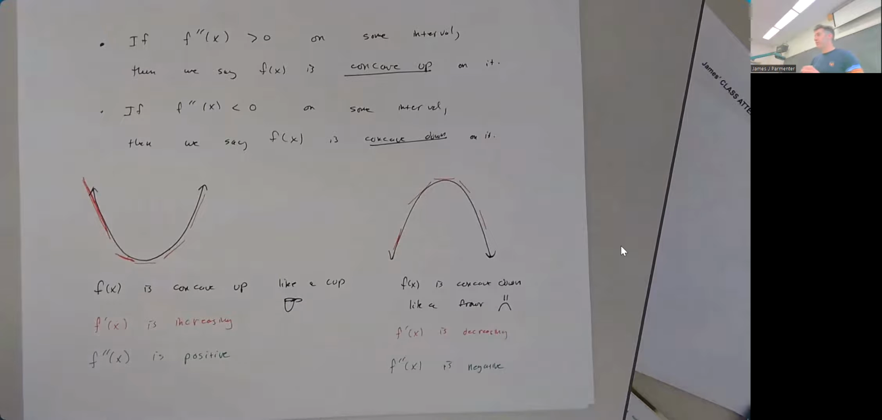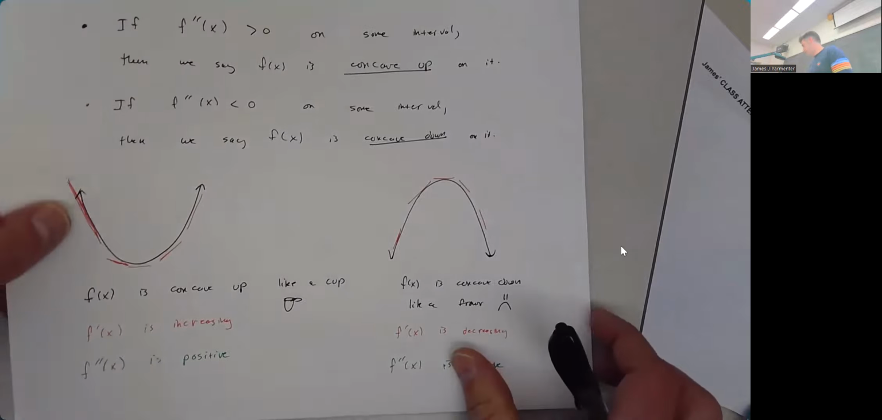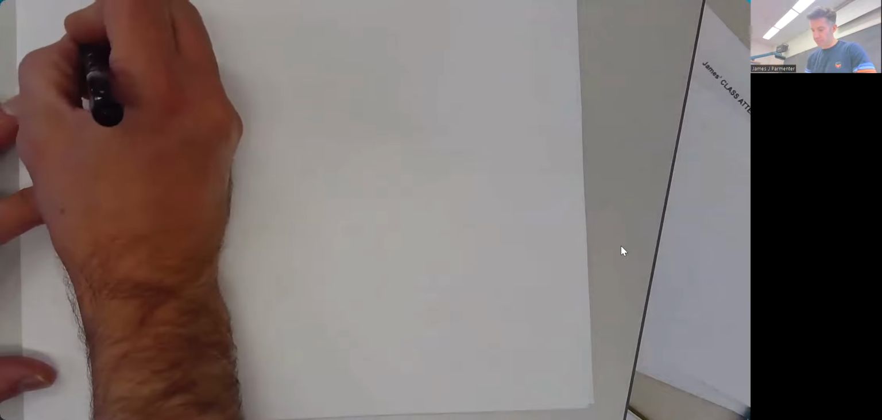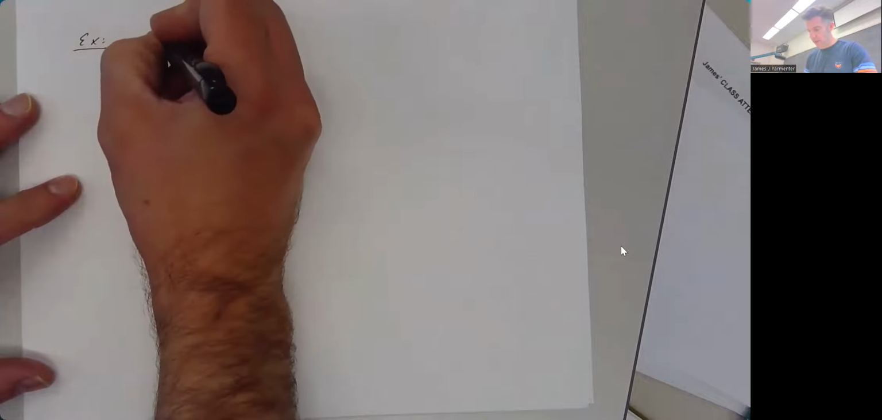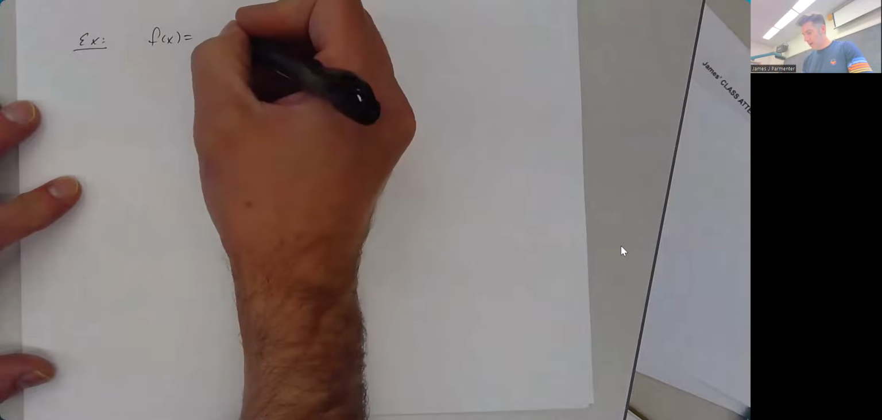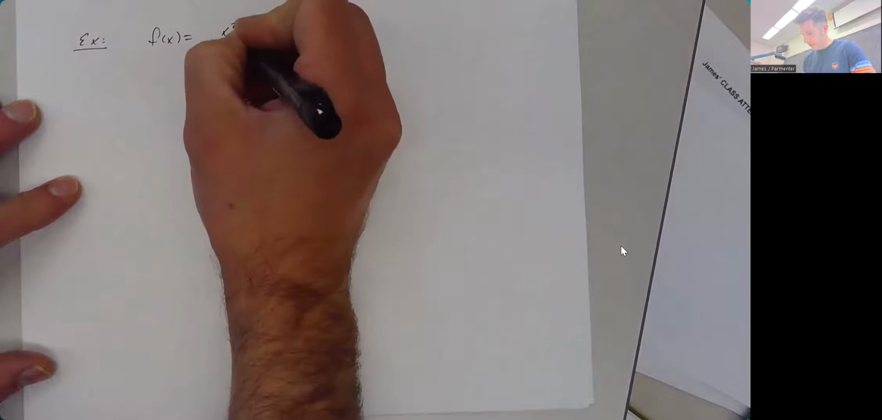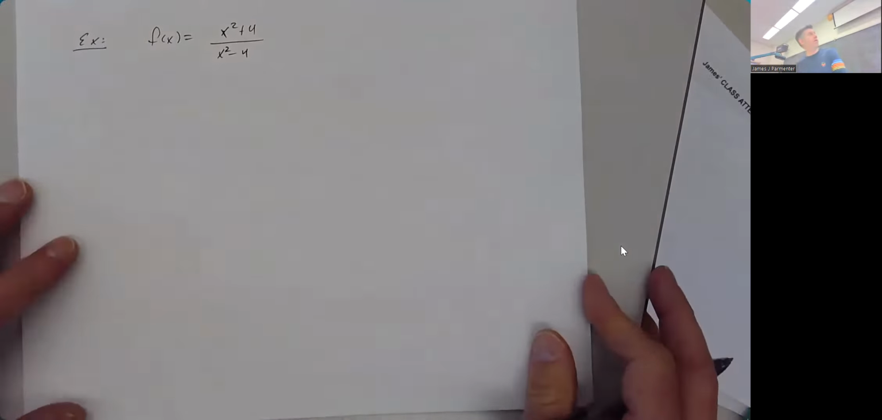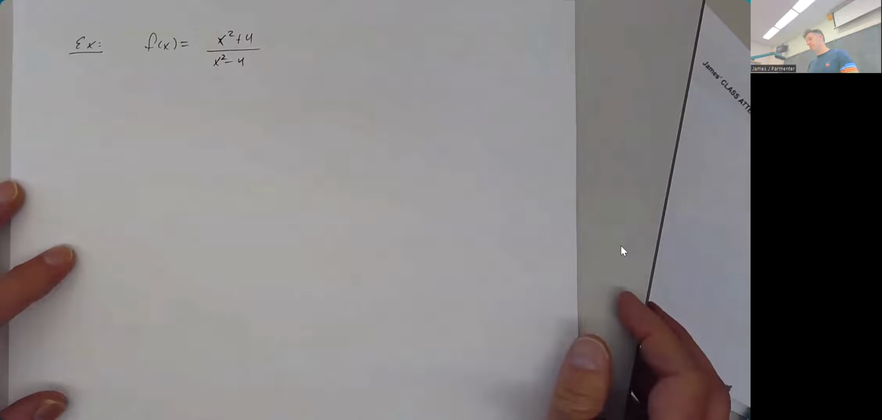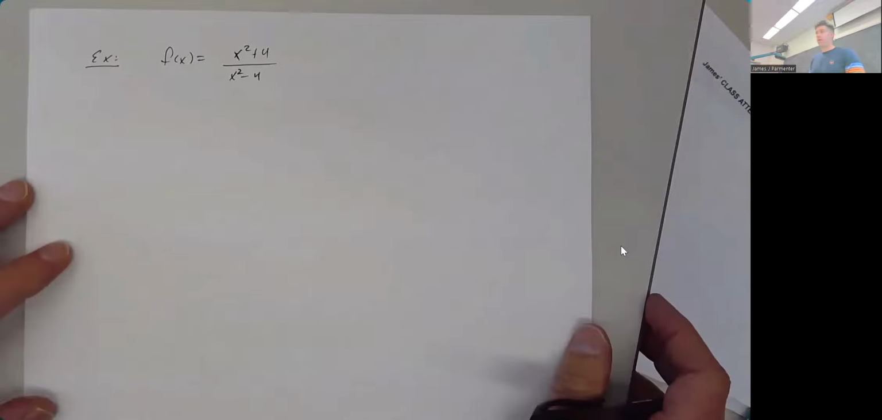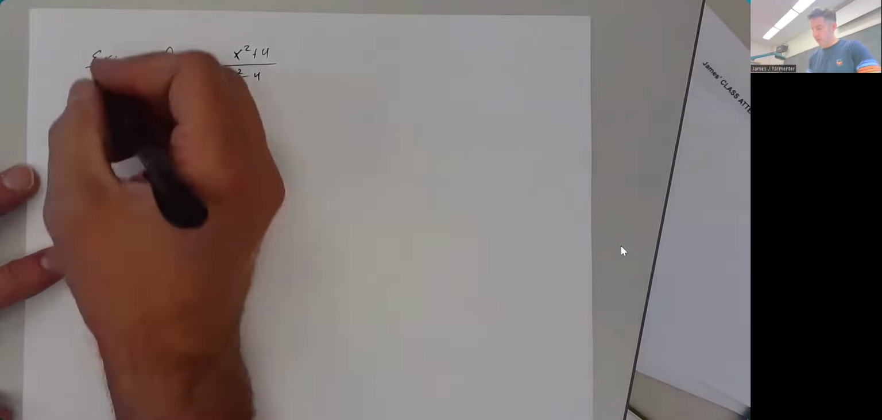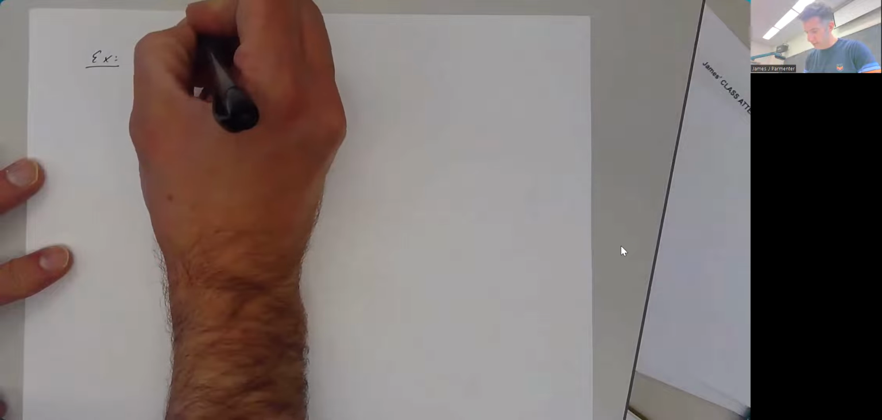Cool. So I will say I tend to be partial to examples that have asymptotes because I think they make us work a little harder. Let's look at this example. Let's look at f of x equal to x squared plus 4 over x squared minus 4. All right. And we're going to graph it.